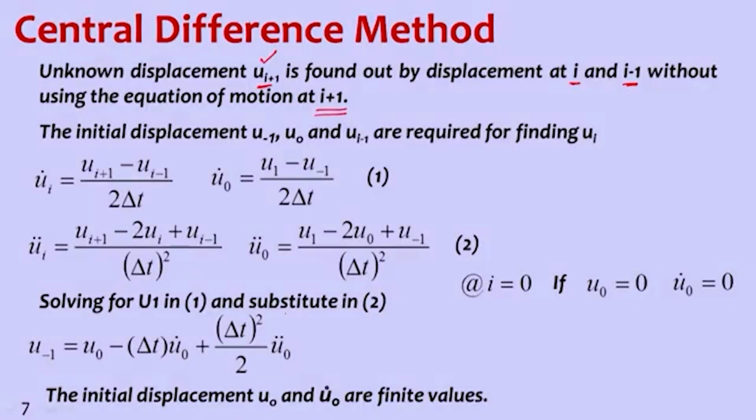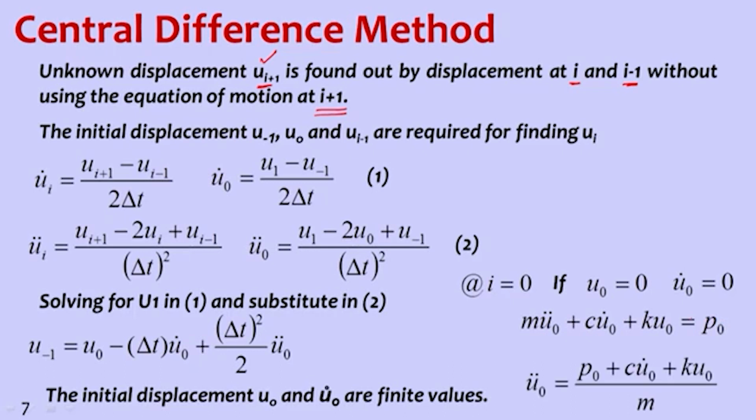So, both are zeros. If you take the equation of motion at 0th time, that is m u double dot 0 plus c u dot 0 plus k u 0 is equal to p0. From this we can find out the initial acceleration. That initial acceleration is p0 minus c u dot 0 minus k u 0, divided by m. So we get u double dot 0 from this. Once we get u double dot 0, you substitute here. Then initial displacement you substitute, initial velocity you substitute, then you get a fictitious displacement term.